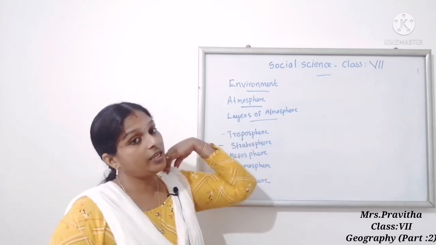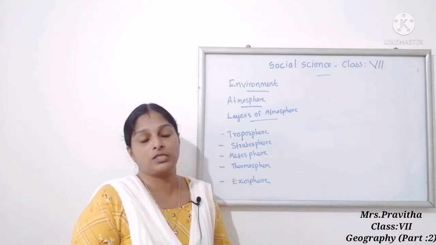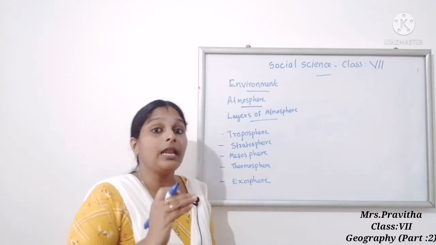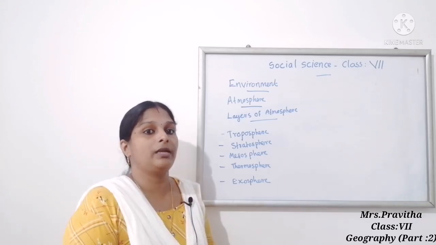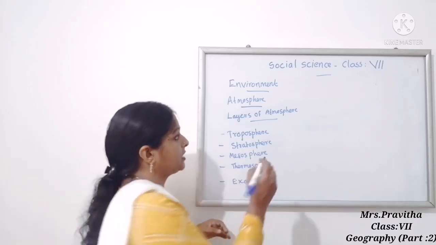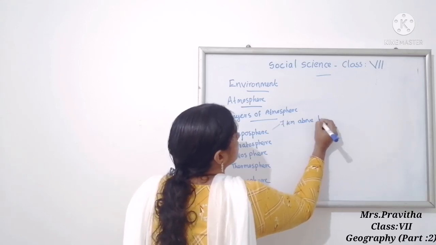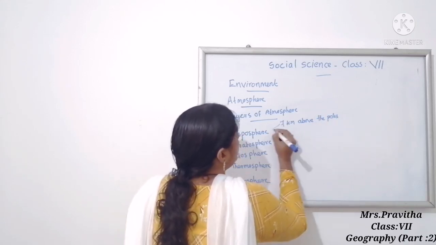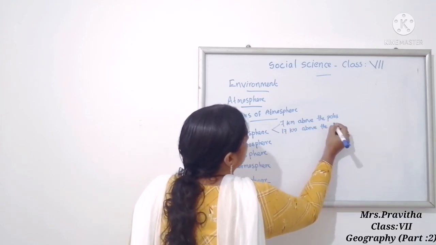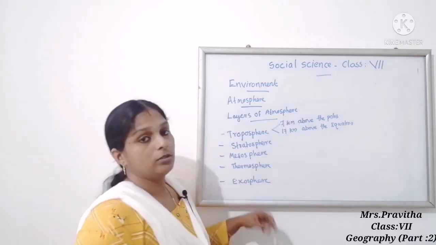We have to study each layer. First one, troposphere. It is the first layer of the atmosphere. It extends 7 km above the poles and 17 km above the equator. So it extends up to 17 km. This is the first point about the troposphere.